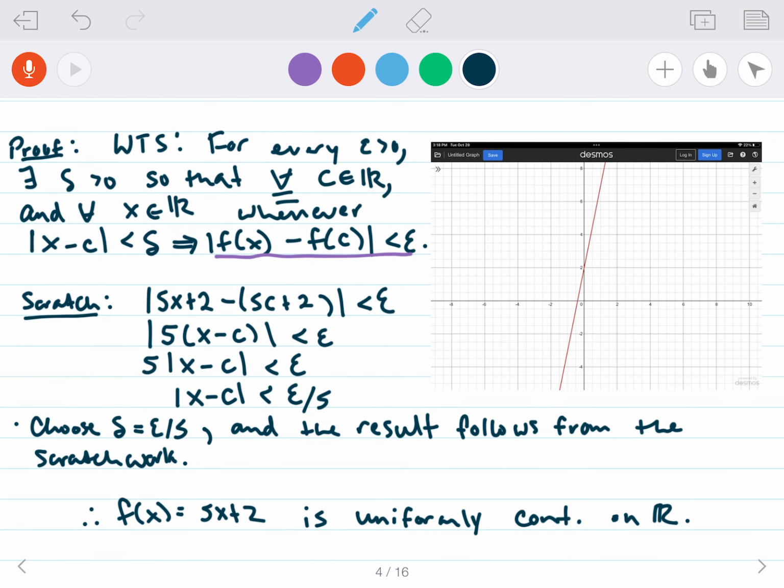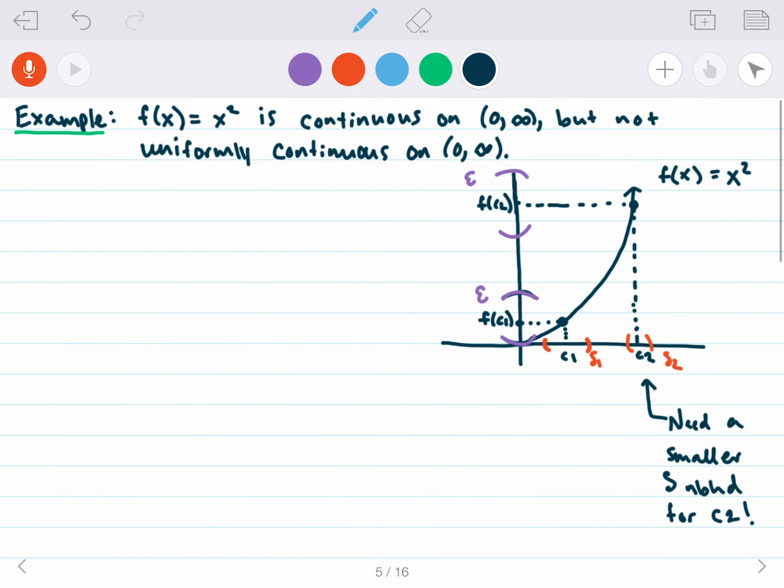Okay, let's go ahead and look at another example. So I want to give you an example that is continuous on the domain 0 to infinity, but is not uniformly continuous on 0 to infinity. And the classic example that people usually talk about here is f of x equals x squared. Okay, and so let's talk about the intuition of why it's continuous but not uniformly continuous.